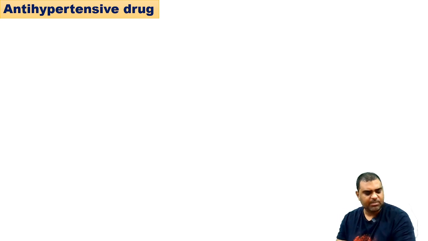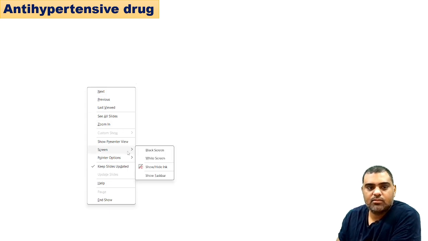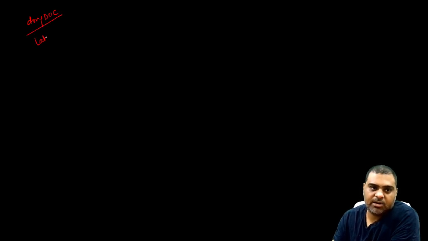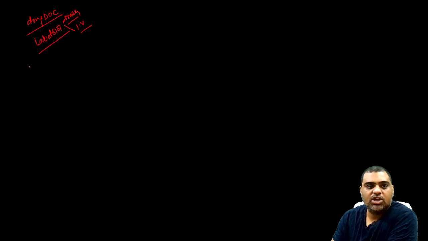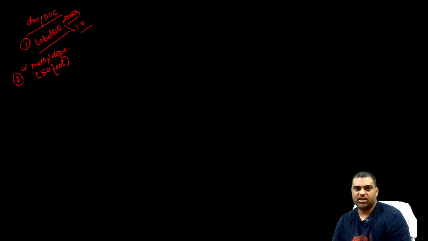Now coming to the antihypertensive drugs. This is a very important point. If I ask you what is the drug of choice, the drug of choice is labetalol. It can be given orally, it can be given IV. What other drug can you give? You can also give alpha methyl dopa. If they ask you which is the safest drug, then your answer will be alpha methyl dopa. So if they ask you which is the drug of choice, the answer is labetalol. Which is the safest drug? The answer is alpha methyl dopa.